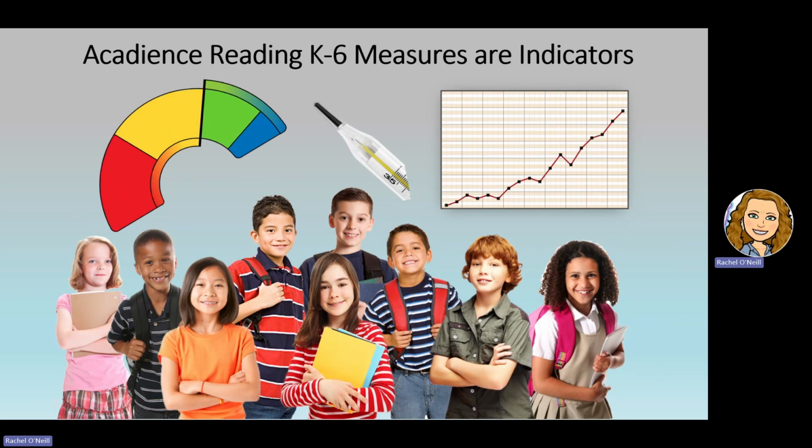What is Acadience Reading K-6? Acadience Reading K-6 measures are indicators. The authors initially developed the measures to be used for making decisions for individual students, such as, is the student on track in acquiring essential early literacy and reading skills? Is the student making adequate progress toward important reading outcomes?